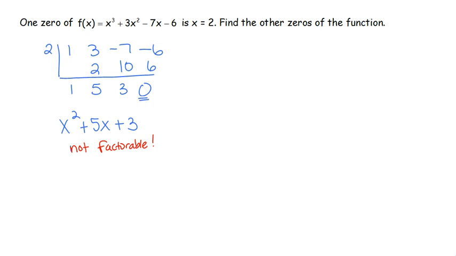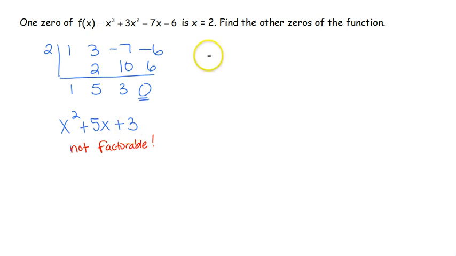Alright, so we were given that x equals 2 is a solution, so that goes on the outside. We set up our synthetic division. After we synthetically divided, we were left with 1, 5, 3. We started with an x cubed, so we are left with x squared plus 5x plus 3. And we found that that was not factorable.